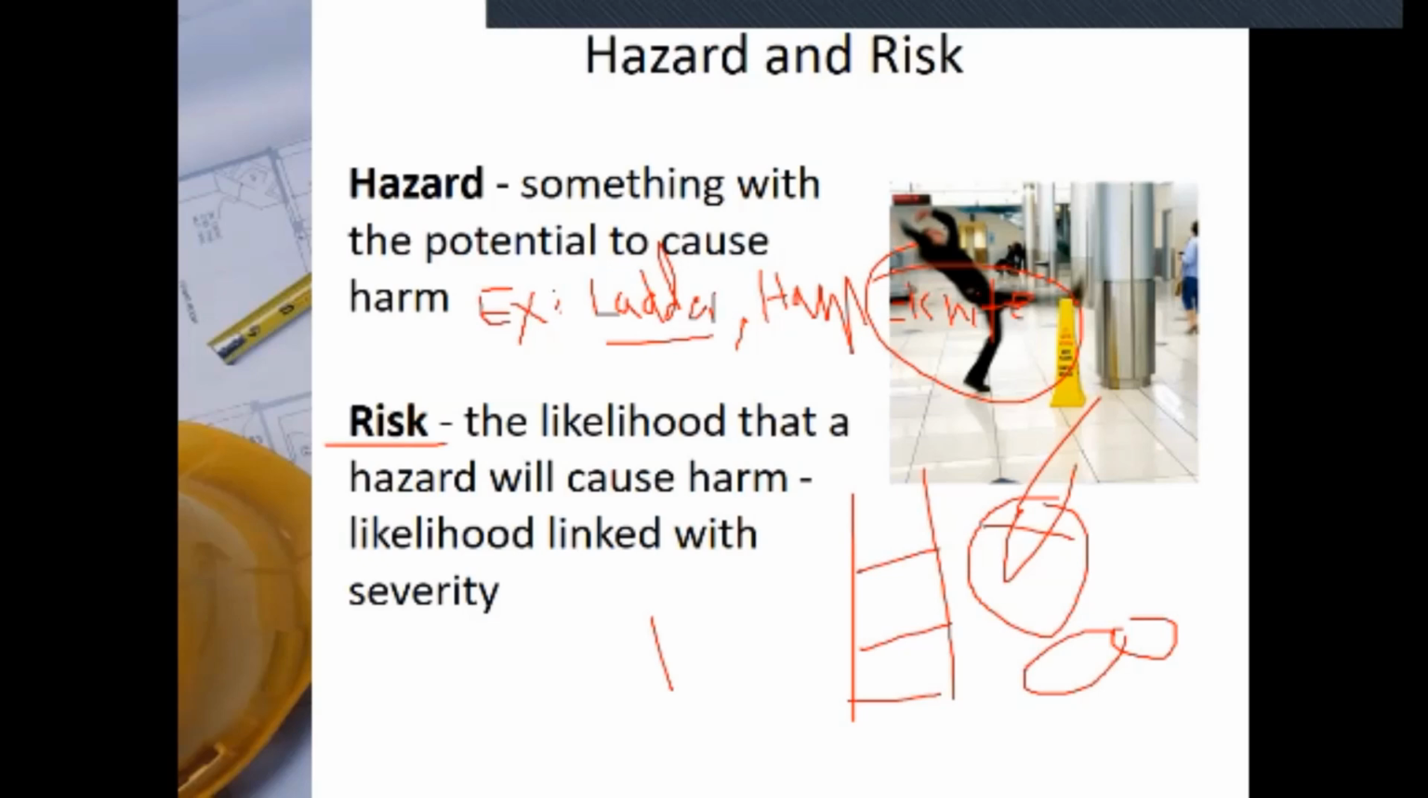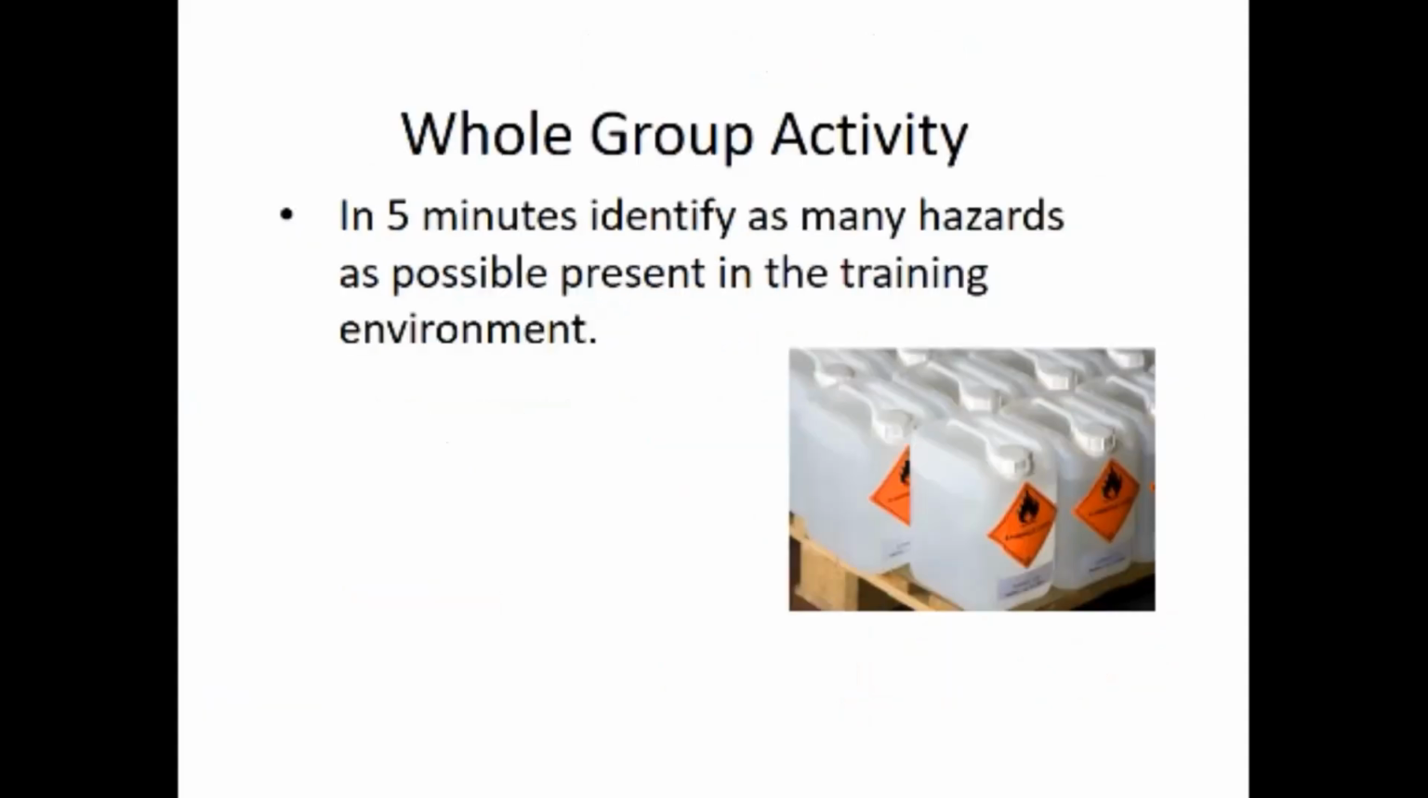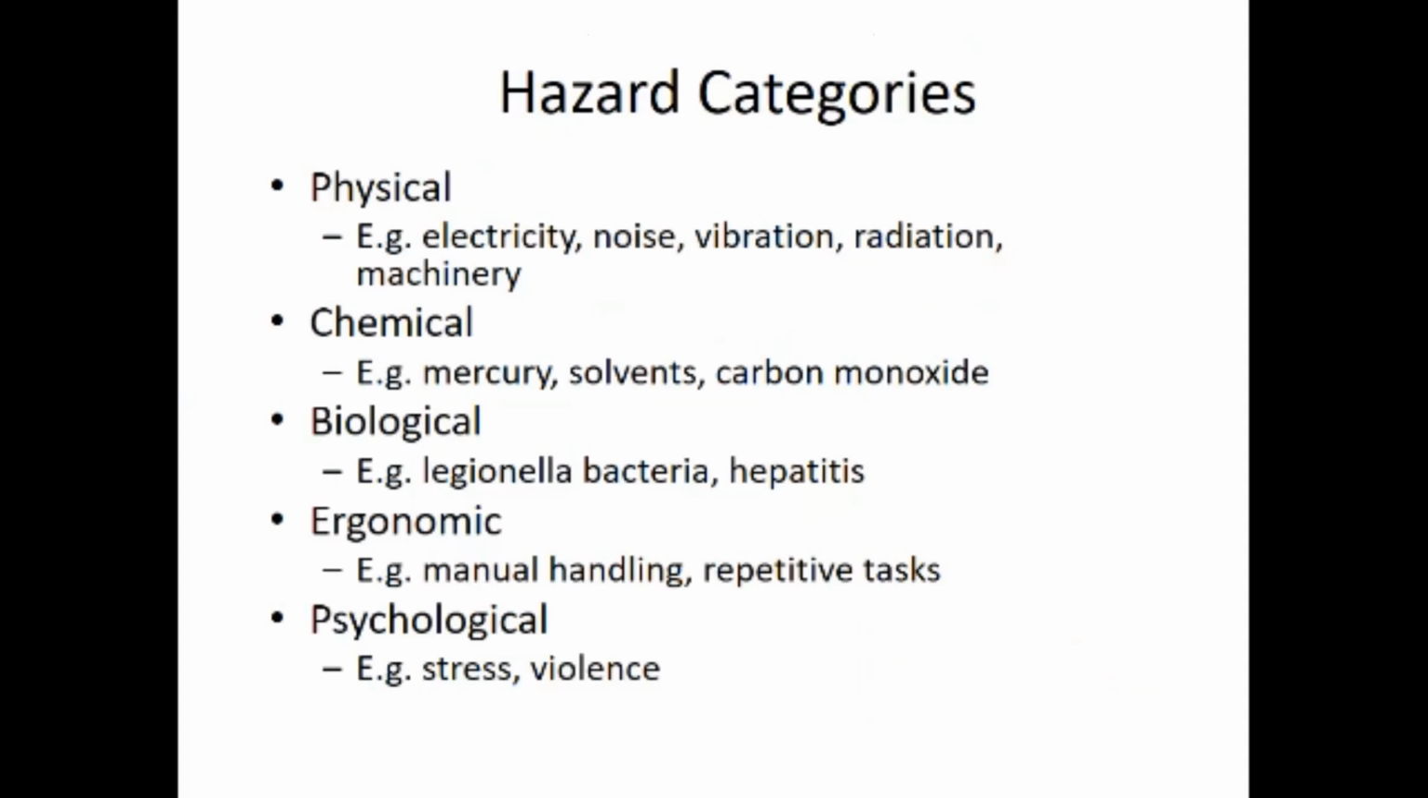Okay, the hazards are simply something with the potential to cause harm. These examples are the ladder, hammer, knife, car, etc. Risk is the likelihood that a hazard will cause harm, likelihood linked with the severity. The risks are simply the falls and cuts; these come under the category of examples of risk. Okay, and here is the whole group activity; for these 5 minutes we already discussed these things.